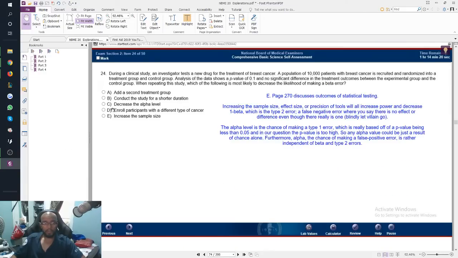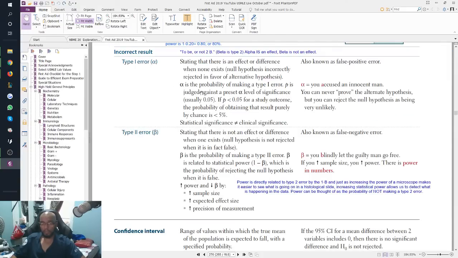The other answer choices, there was this one, decrease the alpha level. The alpha level is the chance of making a type 1 error, which is really based off of a p-value being less than 0.05. And in our question, the p-value is too high. Right? They tell you the p-value is 10%, it needs to be 5% or lower. That's something you see here too.